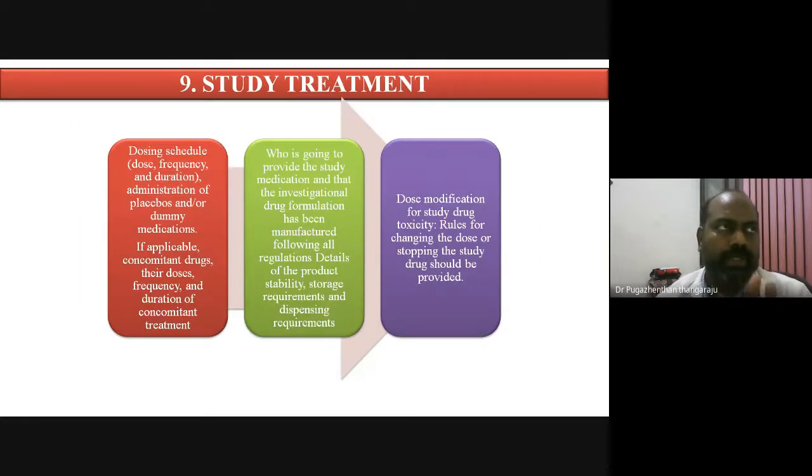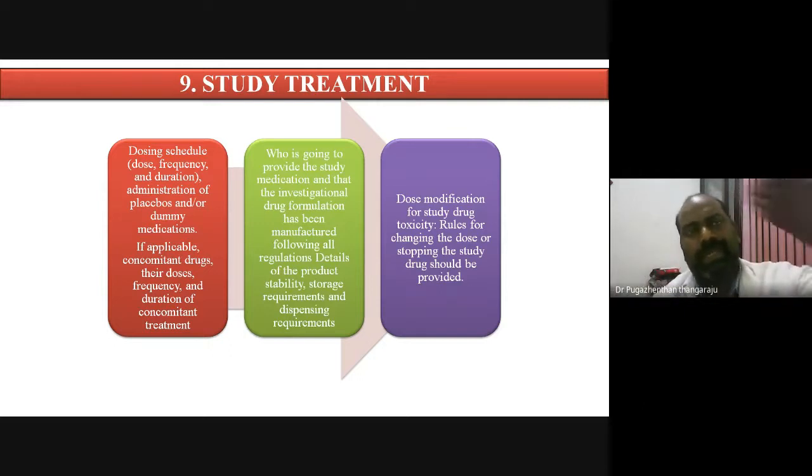If you are looking into the clinical trial protocol regarding the study treatment, I have already told you what the drug is, what formulation you are taking, what the mode of administration is, and what the dosage is, how we are going to mix the drug, how we are going to give it, how we are going to make the placebo, how we are going to blind. Everything has to be very clearly mentioned. And this is the study part.